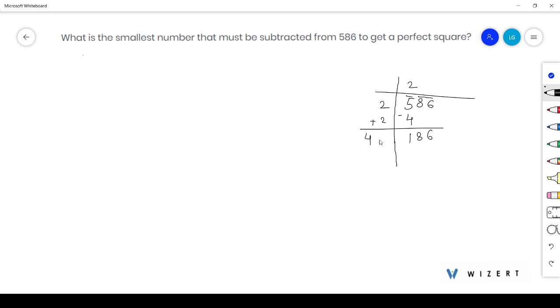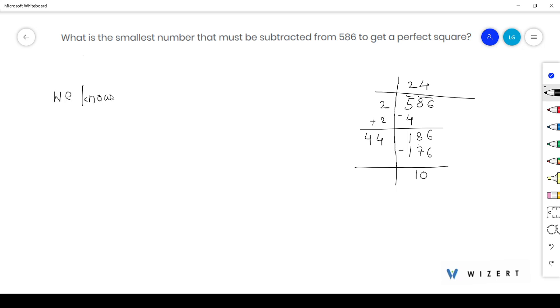So it is 4. Now near to 186, we can check here 4. So 44 4s are 176, which is less than 186 or nearest to 186. So the remainder is 10.